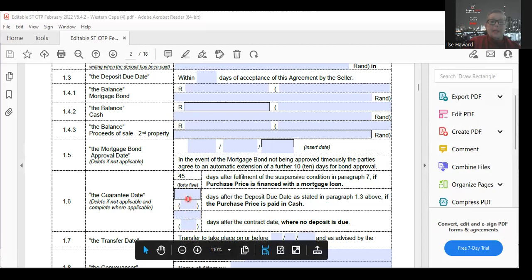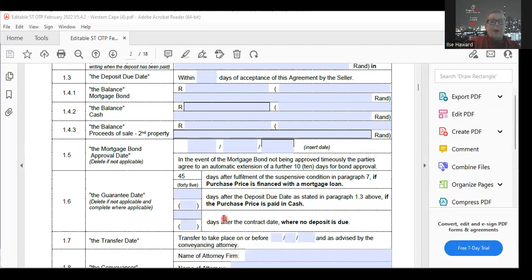So the second one here is so many days after the deposit date. And the third one, the days after the contract date. So whichever one you fill in here, make sure that your days are counted on business days. In a contract like ours, for instance, all the days that are mentioned are business days, not calendar days.